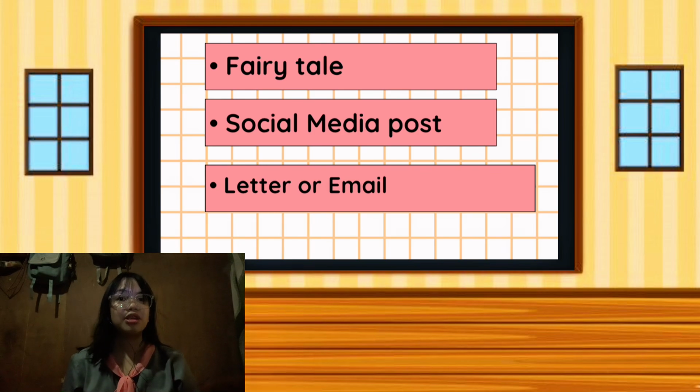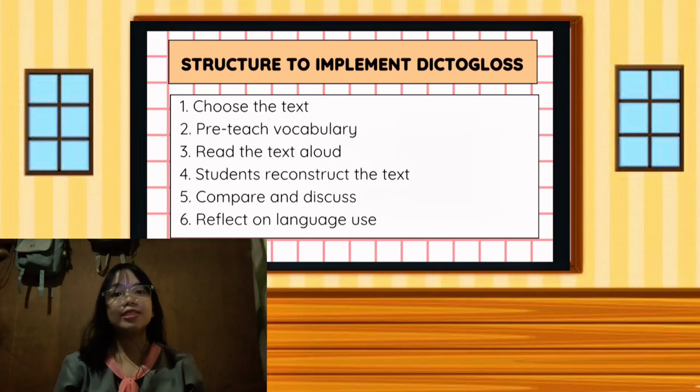Fifth is social media posts. Uses short, modern, and relatable language for real-life communication. And last is letter or email. It teaches formal or informal writing styles and everyday communication. Now let's proceed to the structure to implement Dictogloss and what order should you work with.